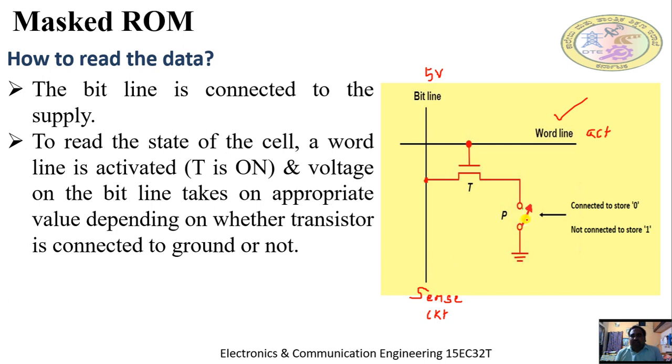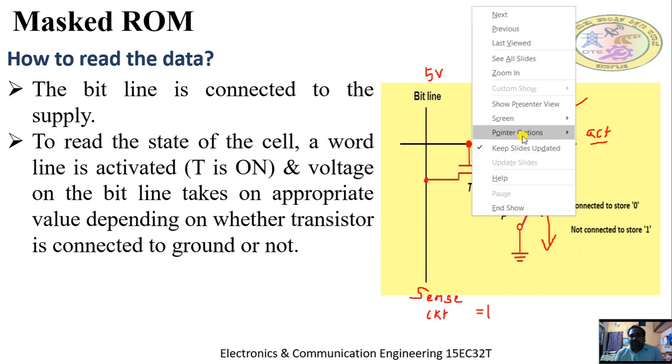Let us say for case 1. In case 1, let's say this P is not connected. If it is not connected, even though the transistor is activated, there is no proper path for discharging its voltage to 0. So there is no path to go to ground, and since there is no discharge path, the sense circuit will read the value as 1. If the switch is in open condition, that is, if it is not connected, the sense circuit will read the value as 1.